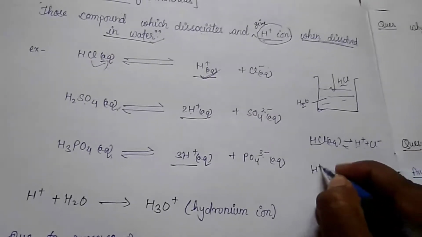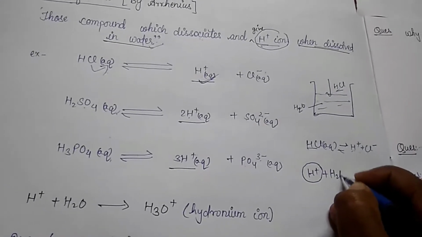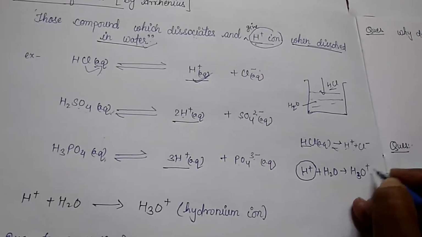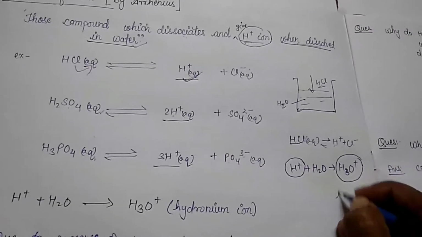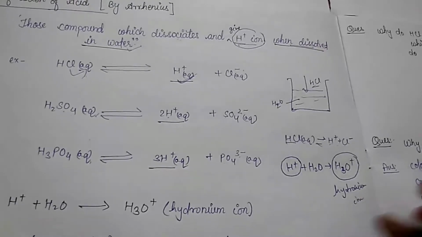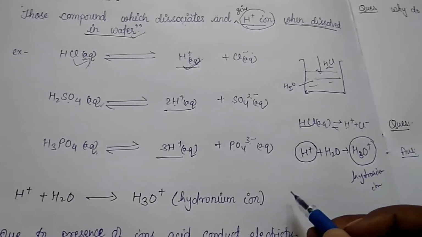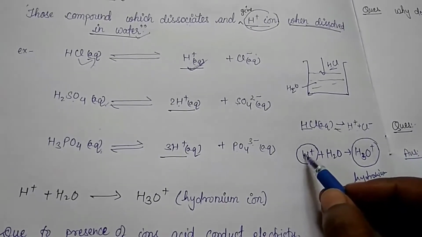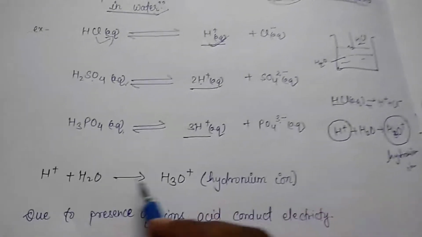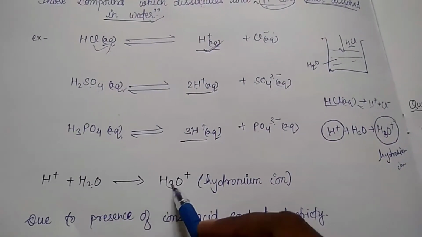But, children, H+ does not exist independently. It combines with water which is present in the beaker and converts into the hydronium ion. This is hydronium ion. Okay, children. So whenever the question is asked, how does hydrogen ion exist in water? It means hydrogen ion combines with water and produces hydronium ion. Okay, children. So you can write in your copy, when H+ reacts with H2O, it forms H3O+.